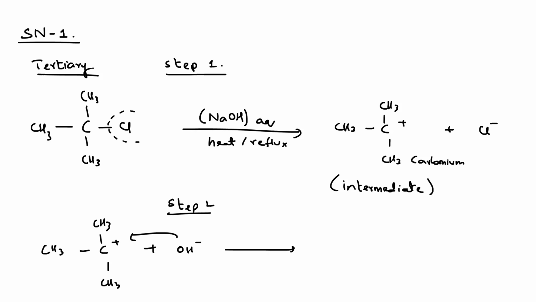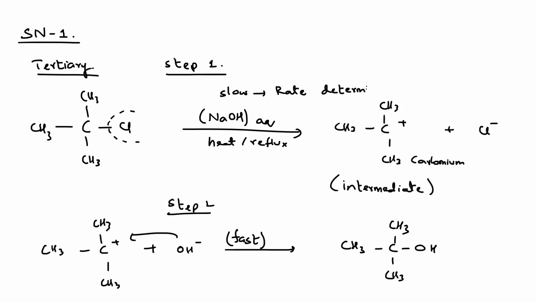Then what should happen? This gets attached here. So it transforms to what? An alcohol. And this is a very fast reaction. Step 1 is a very slow process, so that is why this is also the rate determining step. Whenever we are calculating the rate of a chemical reaction, we always calculate rate based on the slow step. So out of these two steps, step 1 is the slowest and step 2 is the fastest. So step 1 is the rate determining step.